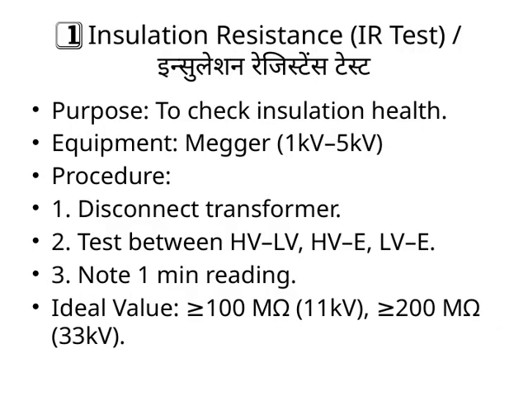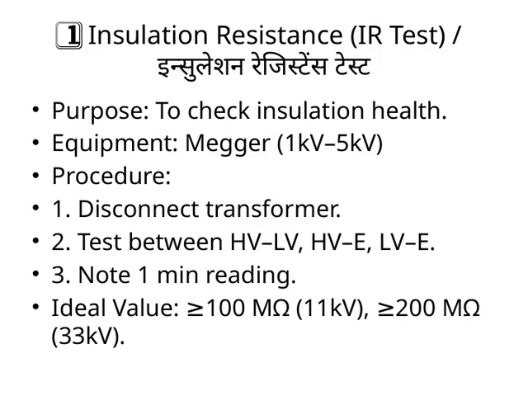Let's talk about the insulation resistance test, or IR test, which is crucial for checking the health of transformer insulation. The main purpose here is to ensure that the insulation is in good condition, preventing potential faults or failures. To perform this test, we typically use a device called a megger, which operates at voltages between 1 kV and 5 kV. The procedure begins by disconnecting the transformer from the system, ensuring safety and accuracy.